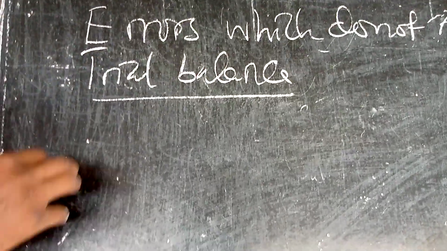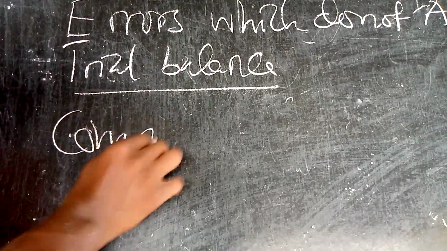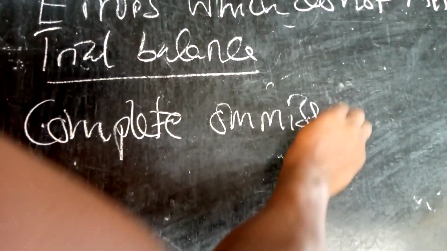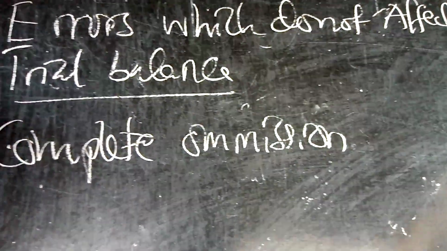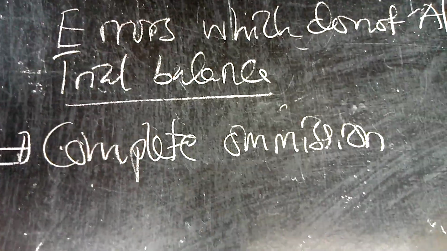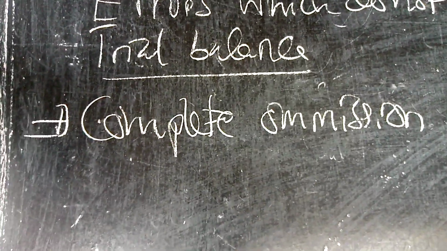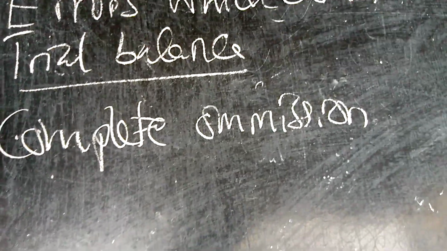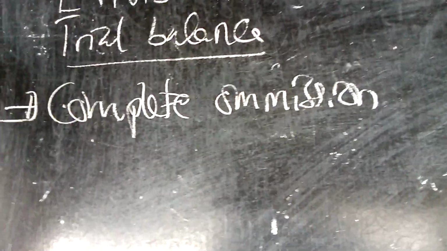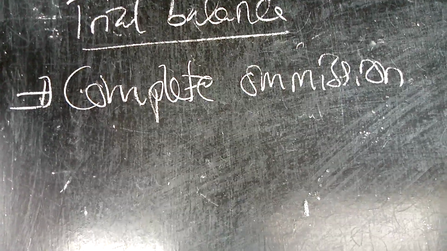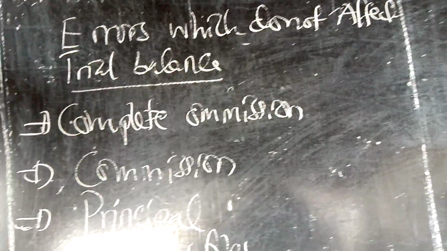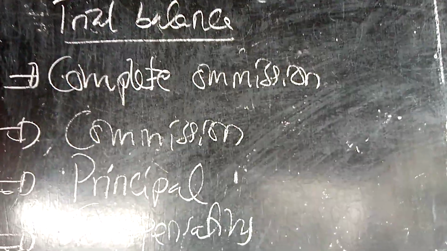We have the error of complete omission. When you're talking about error of complete omission, it means the transaction is totally forgotten and not recorded in the books of account. Let's say you have sold goods for cash, but did not record that transaction. That is what we call complete omission.